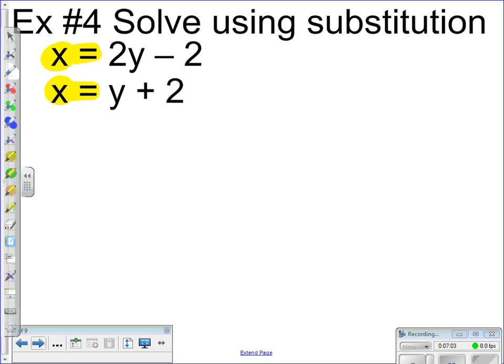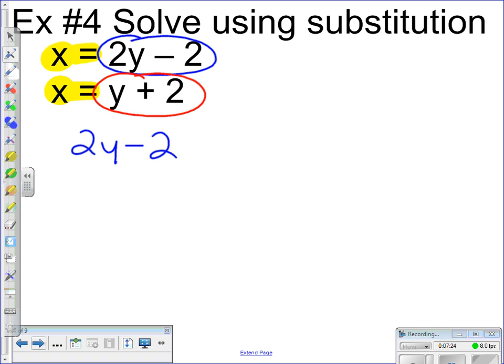Instead, you need to realize that if x equals both 2y minus 2 and y plus 2, then those two terms are equal to each other. So 2y minus 2 is equal to y plus 2. Since both parts are equal to x, and x is the same as x, that means both of them are equal to each other, and that's why there's an equal sign between them. So once you set this up, you can solve it.